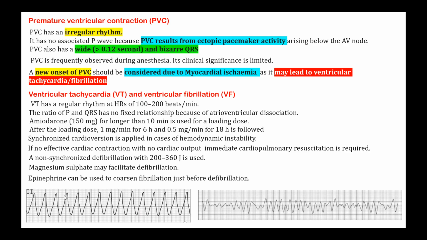This is purely VTAC, where it occurs regularly, whereas this shows fibrillatory waves which are irregular and smaller in amplitude. This difference may be asked in the OSCE also for you to identify.